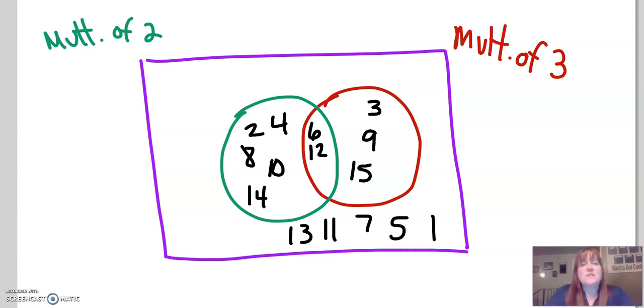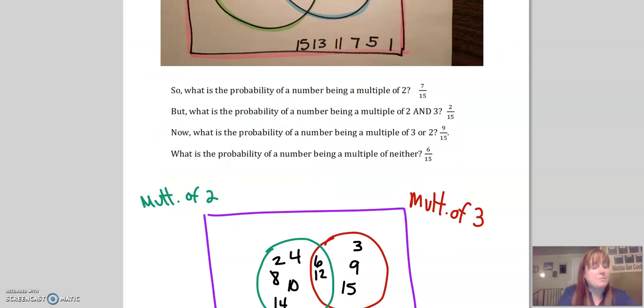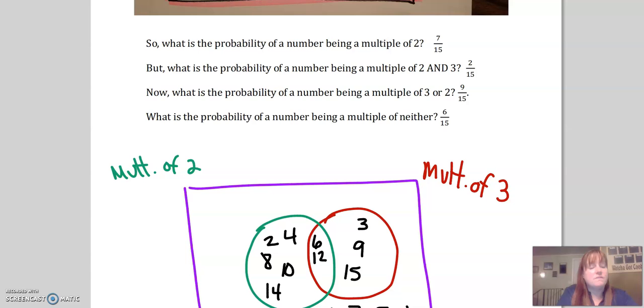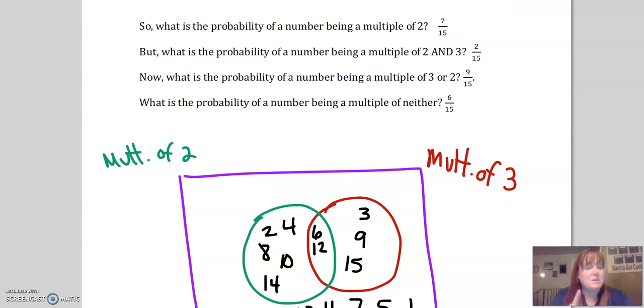So now we use this Venn diagram to figure things out, okay? So everything inside the green circle is a multiple of 2. Everything inside the red circle is a multiple of 3. Everything inside of both circles is a multiple of both, okay? So we're trying to figure out the probability of being a multiple of 2 and 3, and we'll talk about that in a minute, but let's just figure out what's the probability of being a multiple of 2. So we can look at this. How many of our outcomes are inside the green circle? Well, there's 7 of them. And how many outcomes do we have total? We have 15. So the probability of being a multiple of 2 is 7 out of 15.